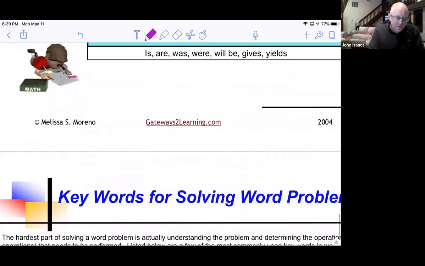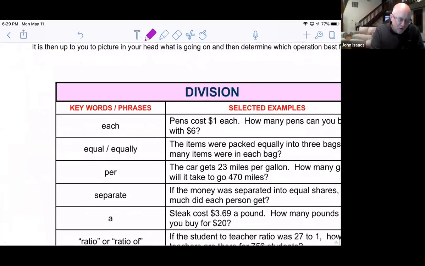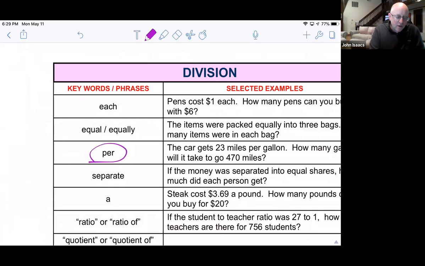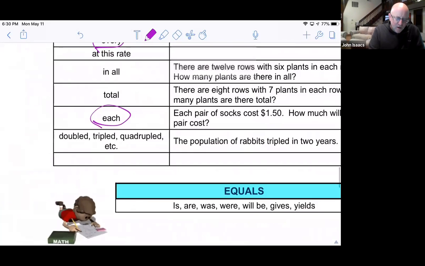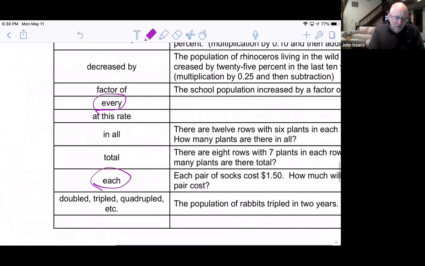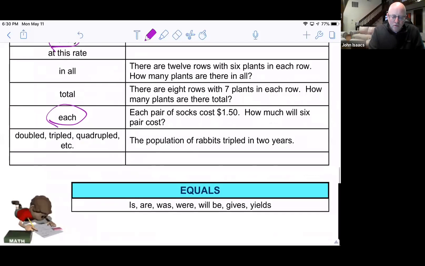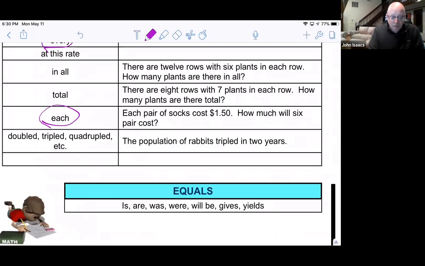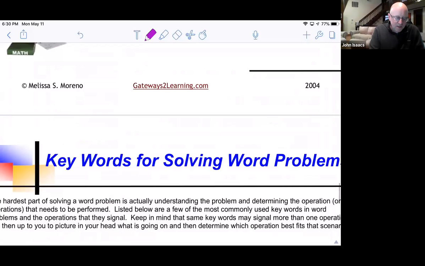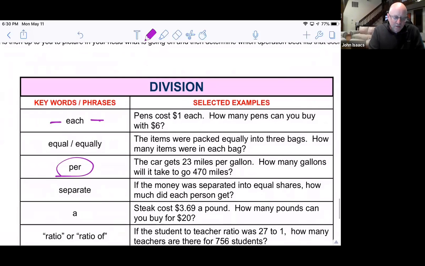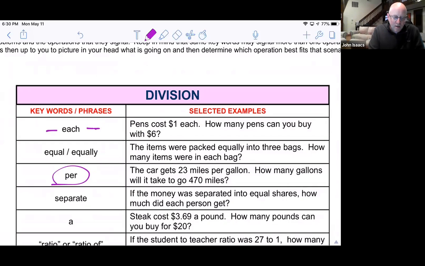For division, the innocuous word is per. Per. Now notice each is here, and I think each was up here too, right? Used in a little different way. Here's each as multiplication. Each pair of socks costs $1.50. How much will 6 pairs cost? Okay, each pair. So you have to multiply to get 6. And then each down here, pens cost $1. How many pens can you buy with $6? Pens cost $1 each. Okay, so it depends on which perspective you're looking at it, whether you're doing division or multiplication, because they're basically opposite operations.